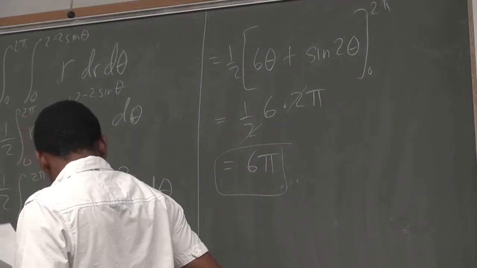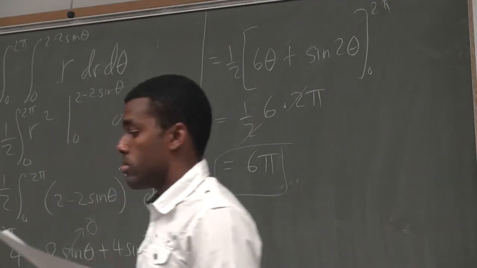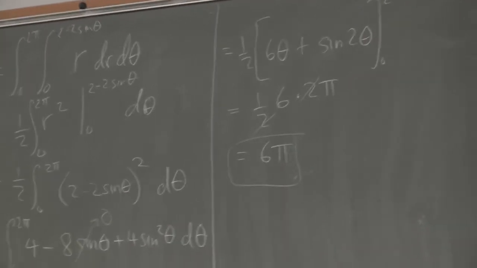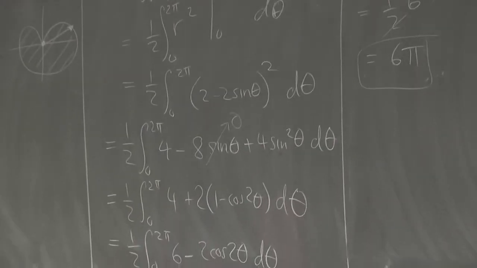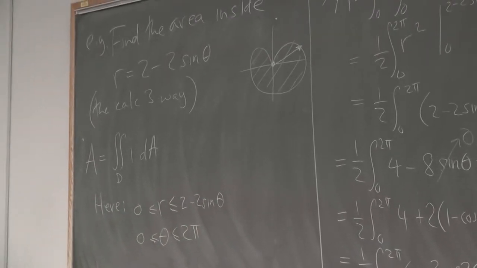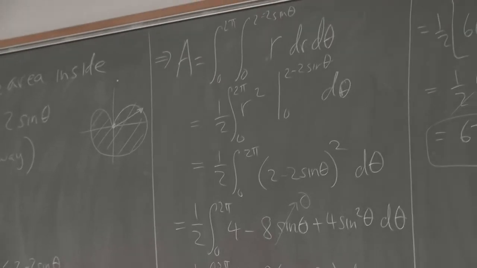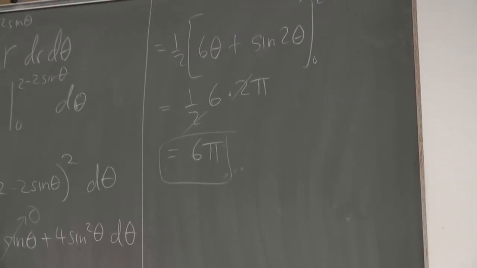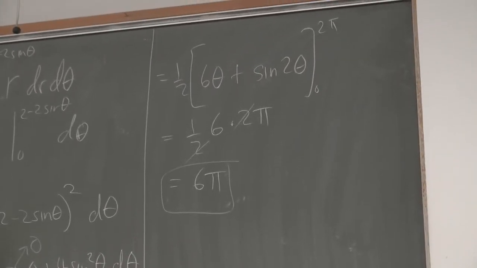Is it always the case that we'll get theta from 0 to 2 pi? Nope. It depends on the region that it's describing, right? So it's not always going to be a full circle. For example, if they ask about something in the first quadrant, then it's not 0 to 2 pi. It's 0 to pi over 2.